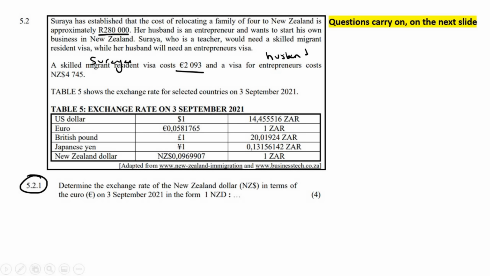Okay, so what we'll do is we'll start here with 1 New Zealand dollar, and the only thing we know about that is that it gives us that. So we can say that 0.0969907 New Zealand dollars is the equivalent of 1 rand or 1 ZAR. Okay?